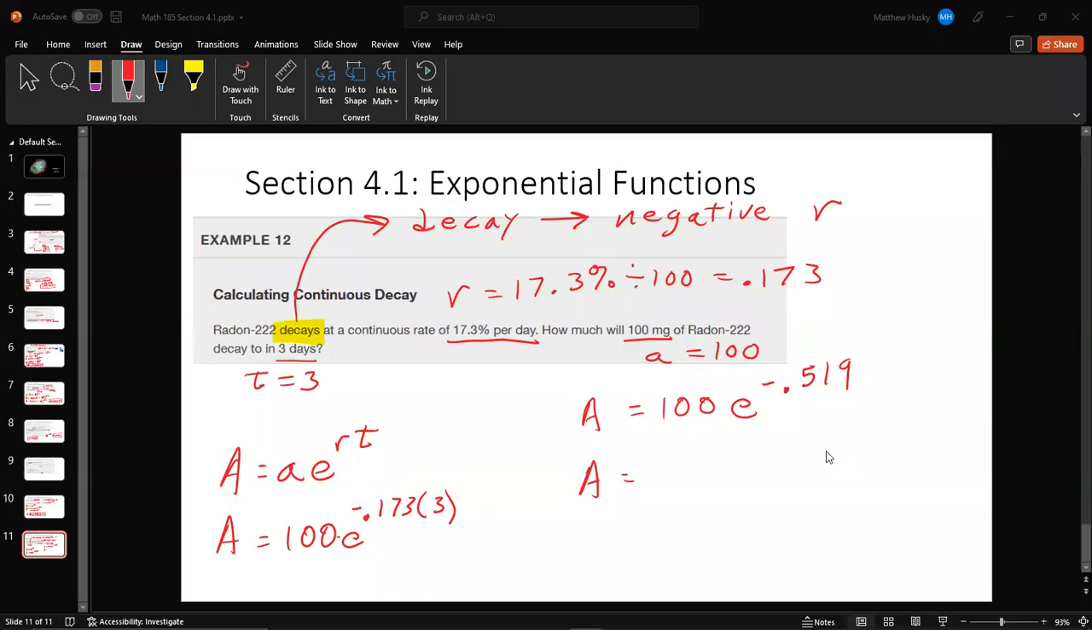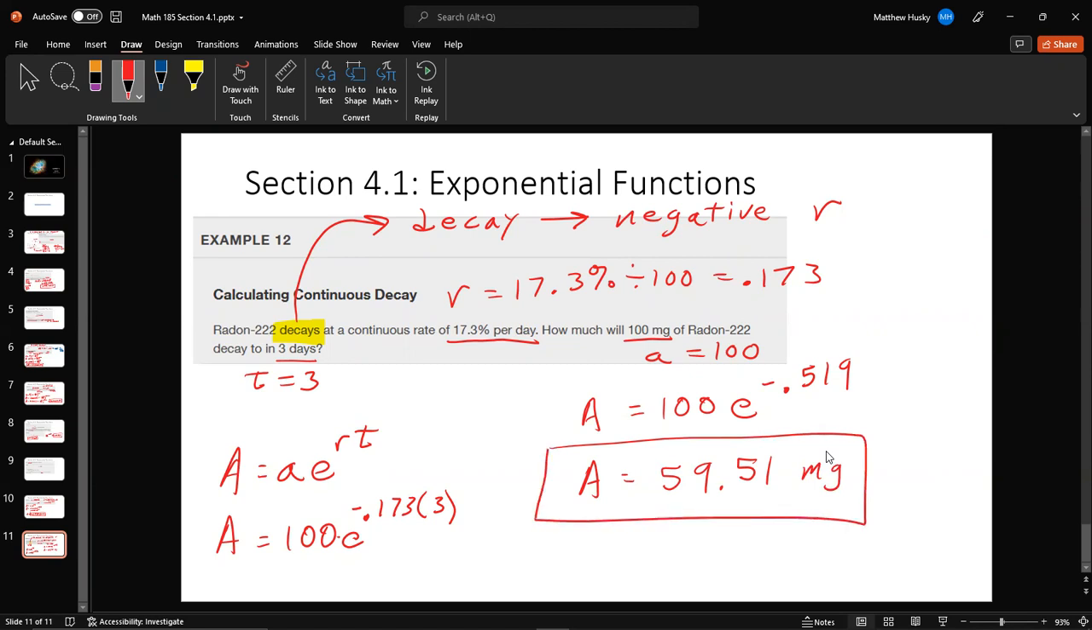They don't tell us how much to round to, so we'll just give them 2 decimal places here. It's going to be 59.51 milligrams. So there you have it. That is how much radon 222 there will be left after 3 days. So that's an example of radioactive decay.